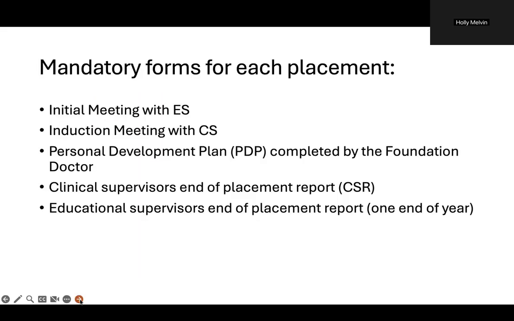So the mandatory forms for each placement to be aware of are the initial meeting with your ES, so that's your educational supervisor, and you need to do an initial meeting with your clinical supervisor as well. For your first block, that's normally the same person, so you'll probably only have to do one. You need to do a PDP, a personal development plan, and that's one that you have to fill in by yourself, but you might discuss it with your supervisors. I'll go into more detail about that later. And then there's an end of placement report from your clinical supervisor as well. The educational supervisor's end of placement report is just one at the end of the year.